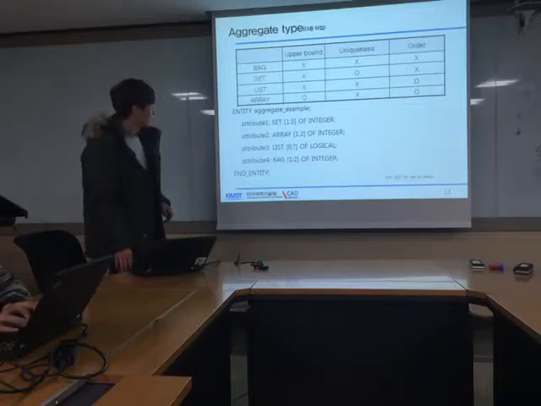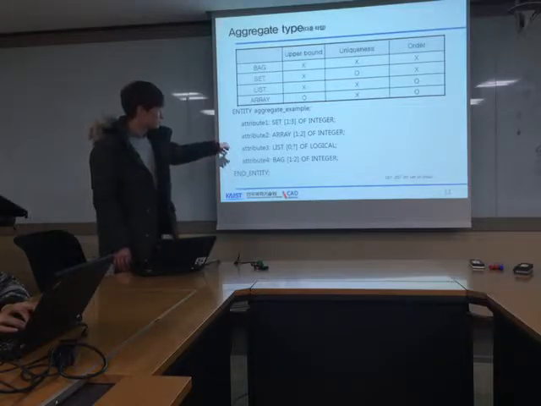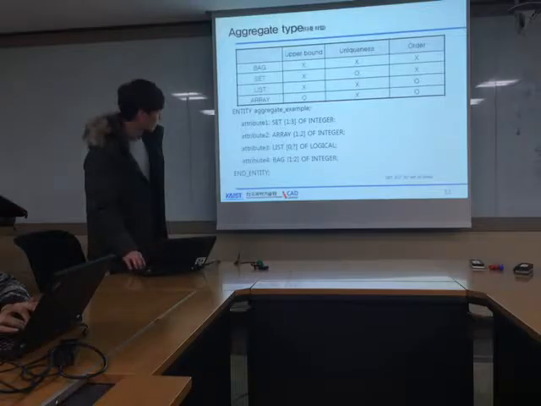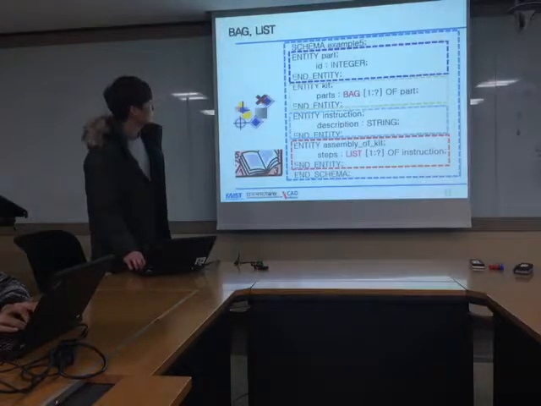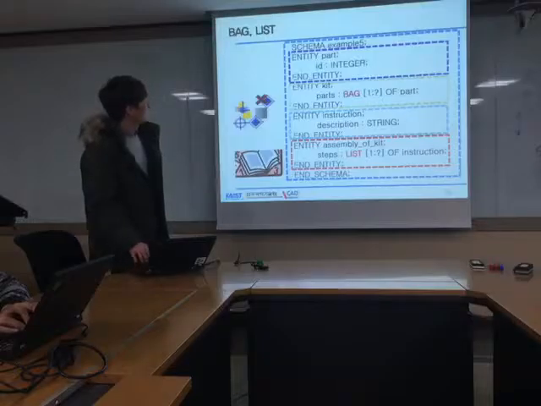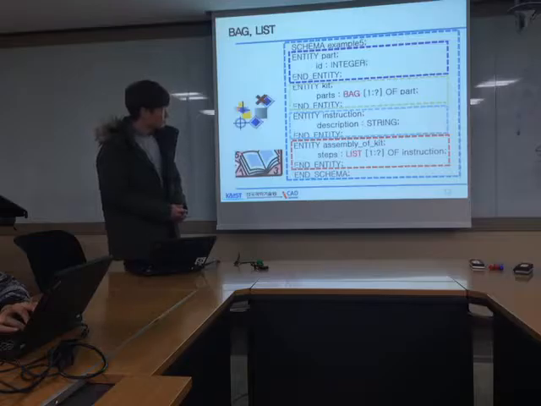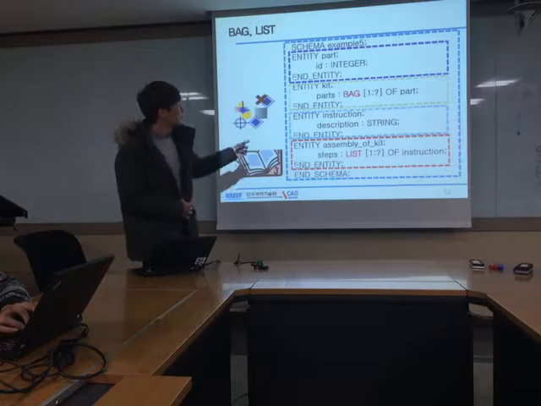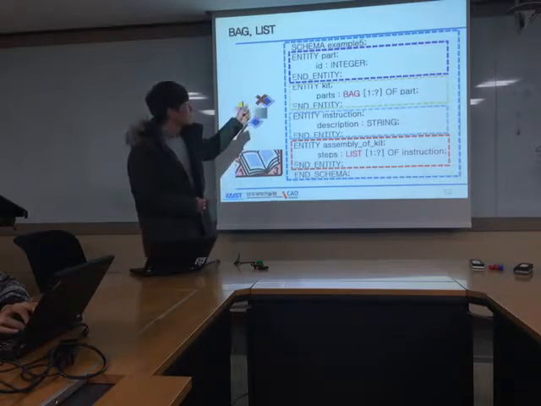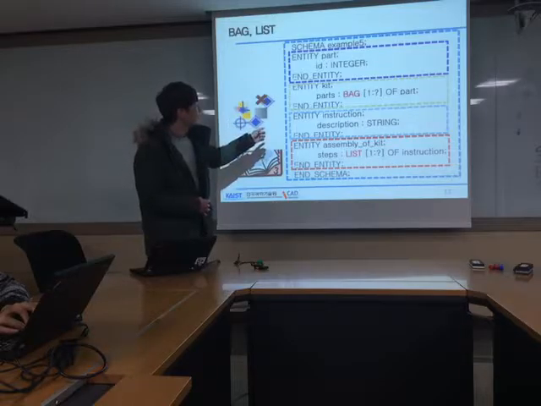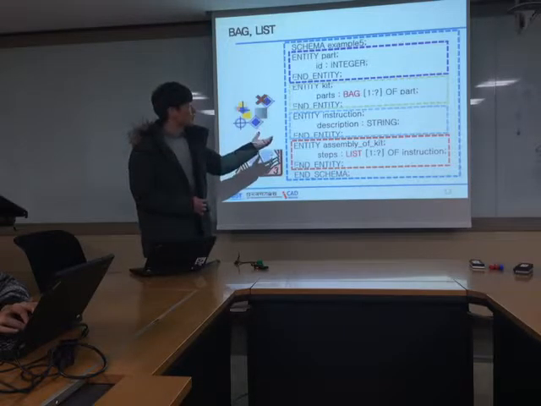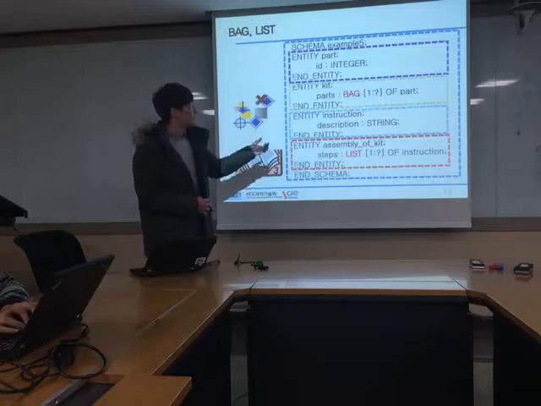And it is used like this. This is an example of bag and list. As you can see, first the part is defined, and then the entity uses the information of the part, and it gets the information from the part and defines the information as a bag.